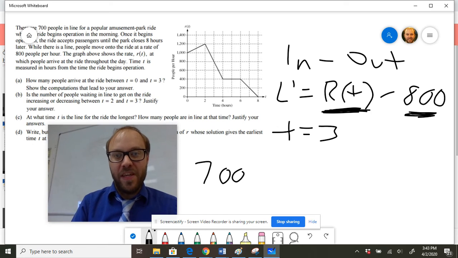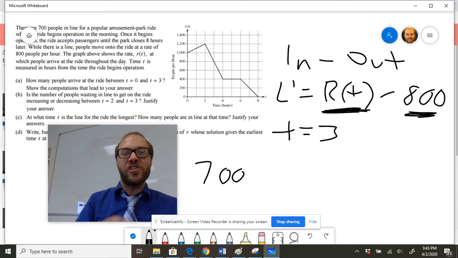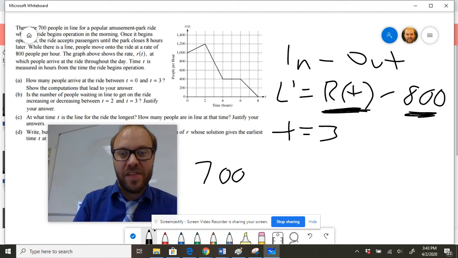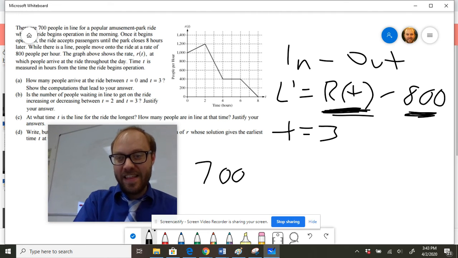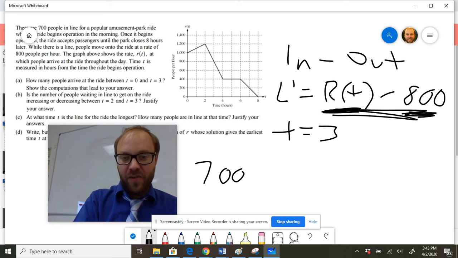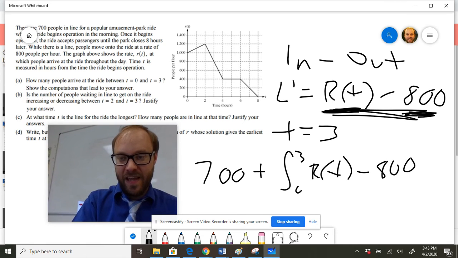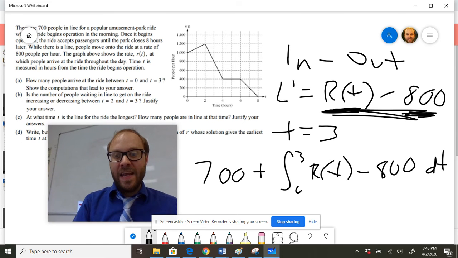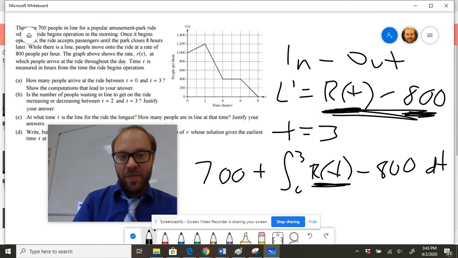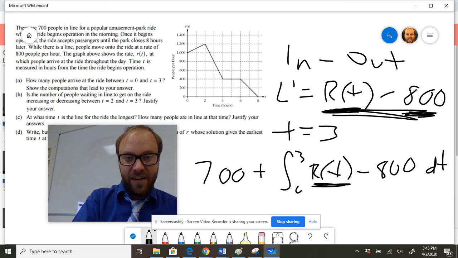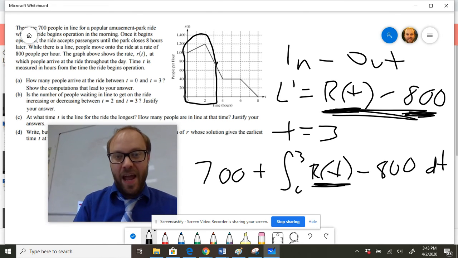Remember that you can take the integral of a rate over a time period to tell you how much change took place because of that rate over the time period. So I can take the integral of my rate function here. That's going to be the integral from time 0 to time 3 of my r of t function minus 800, technically dt. Now the integral of r of t, we just have that graph. The integral of r of t is the area under this curve in that first 3-hour period.